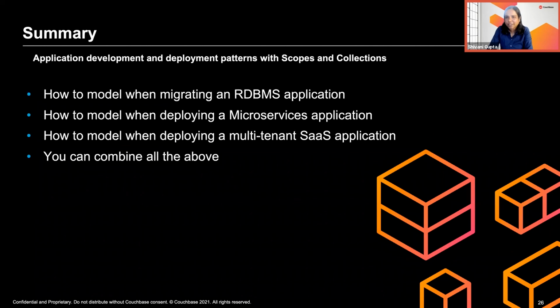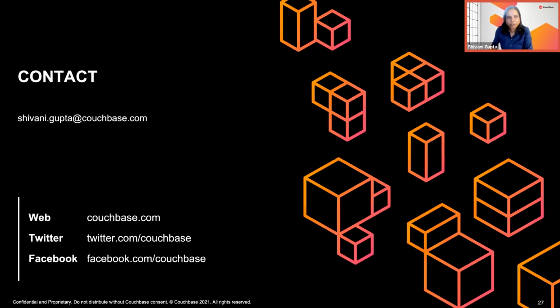What I do want to emphasize is that these three are not independent of each other. The patterns we talked about work if you're doing all these three activities together. So it's not either or. Let's say you're embarking on modernizing your RDBMS application. At the same time, you're replatforming it to use microservices, and it is a multi-tenant application. So you have patterns available to you to do all these three at the same time using scopes and collections and buckets. Thank you very much for joining this session.